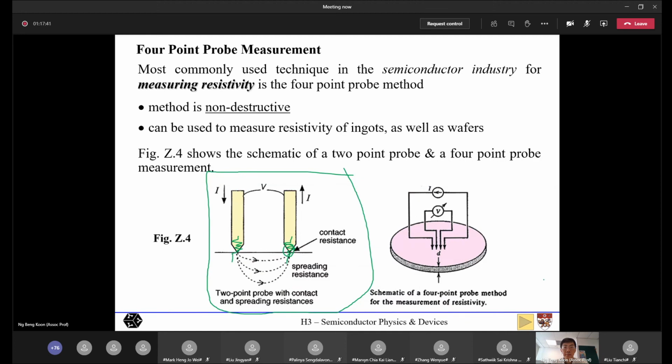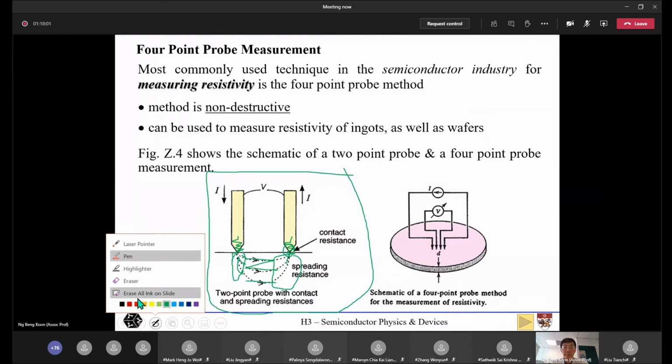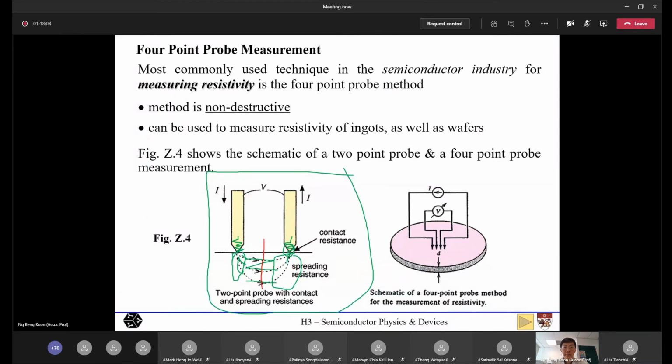And another unwanted resistance that will creep in is what we call a spreading resistance, which is kind of this portion here. Because as the current gets into the semiconductor, the current basically would spread out before it becomes sort of linear or in parallel to the semiconductor. So what you really want to measure is this parallel component, where the current flows parallel to one another through the material. Then that gives you a true indication of the resistivity.